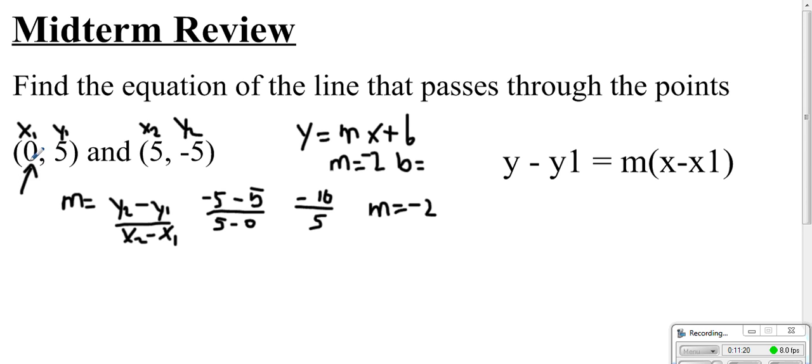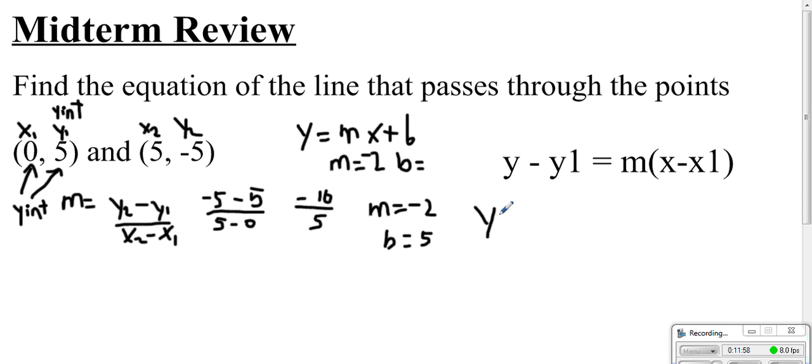When x is 0, the y-intercept is the other number. Right? Because (0, 5), if you graph it, that's where it crosses the y. So this is the y-intercept. And it's only when the x is 0. If the x isn't 0, that means you have to use this point slope formula. But now we have the b also as 5. It's a gift.